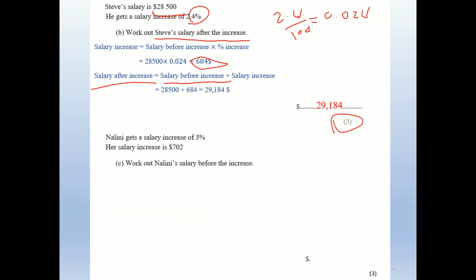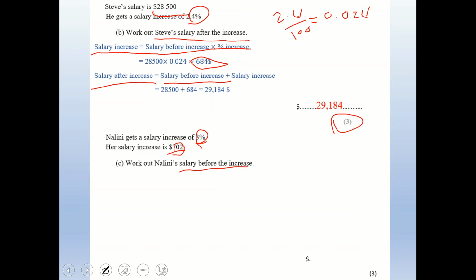Nalini gets a salary increase of 3%. Her salary increase is $702. Work out Nalini's salary before increase. Now the equation in part B will help us solve this question. Why? Here he is asking for the salary before increase, and he has the amount of increase, which is $702, and also we have the percentage of increase, which is 3%.